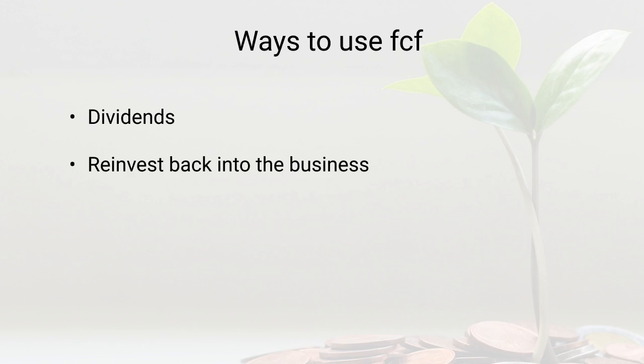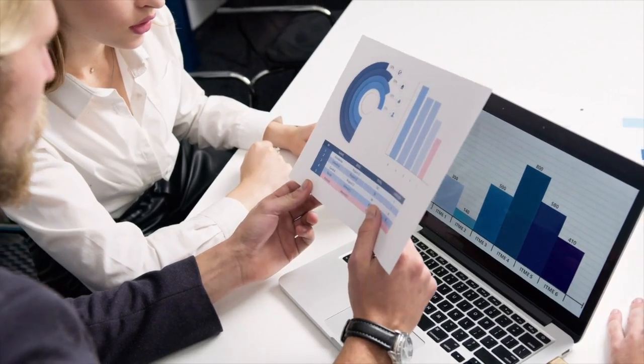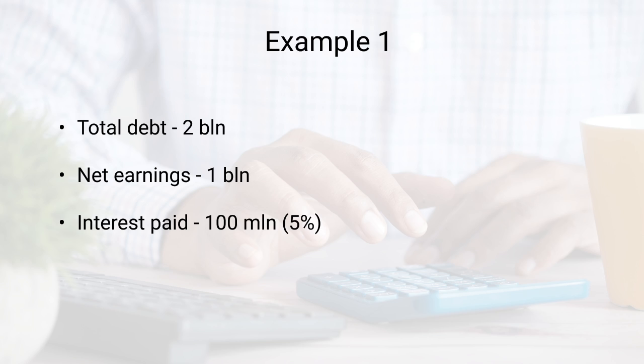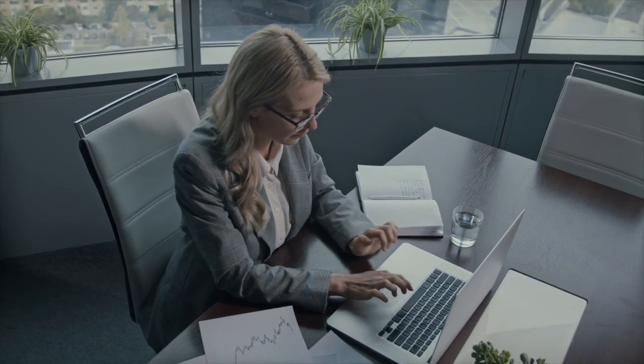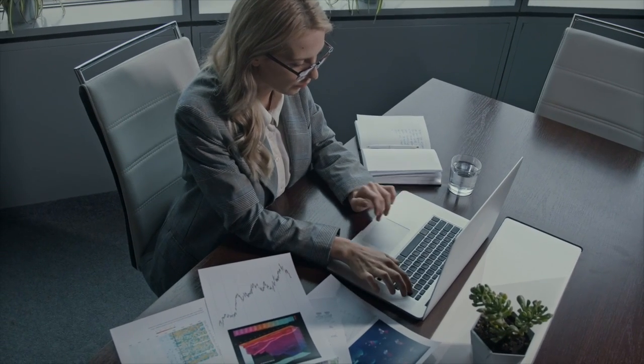The company can distribute free cash flow in different ways: dividends, reinvestment, buybacks, interest, and debt repayment. If the company has high debt, the CEO can pay out some portion or all of it. The interest payment on the debt might decrease, which will improve the price of the stock. For example, the company has 2 billion in debt, 1 billion in net earnings, and 100 million in interest payment every year, 5%. The company decides to pay out a portion of its debt, 500 million. Next year, the total debt will be 1.5 billion and the interest will be 75 million. This will increase the profit of the company, which will affect the stock price.